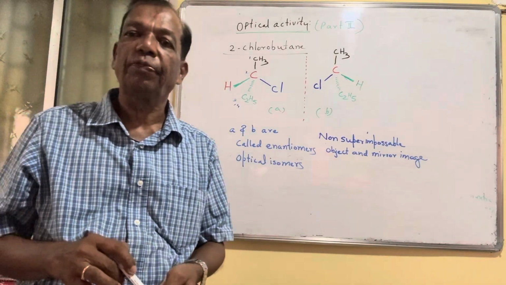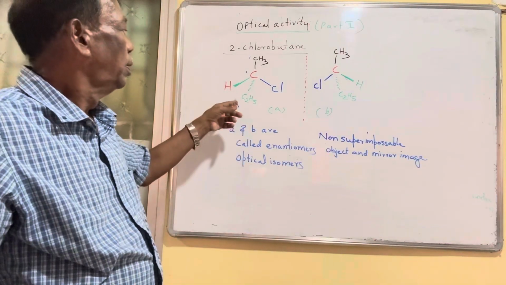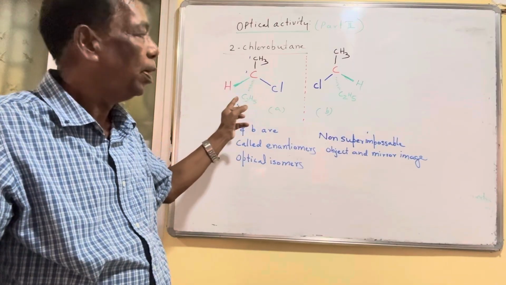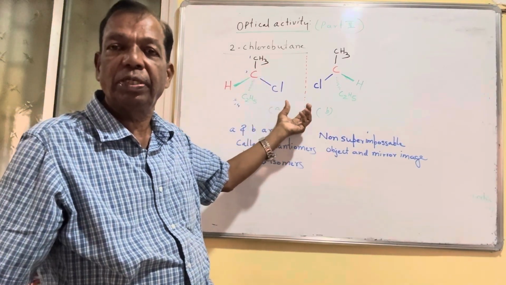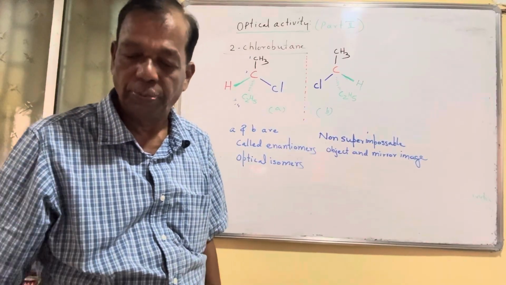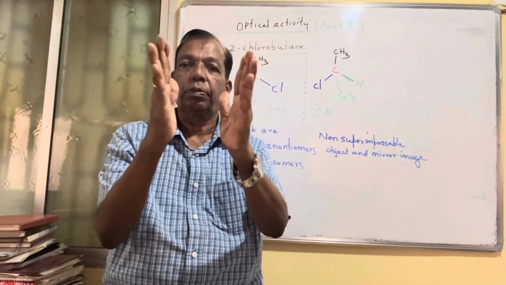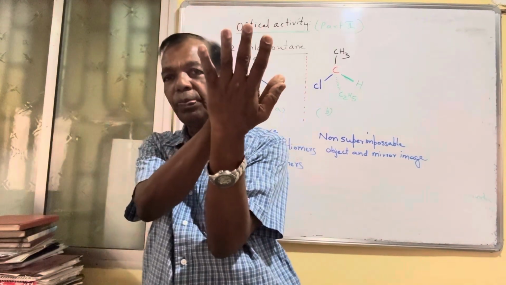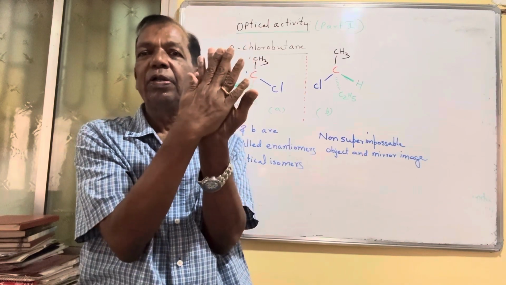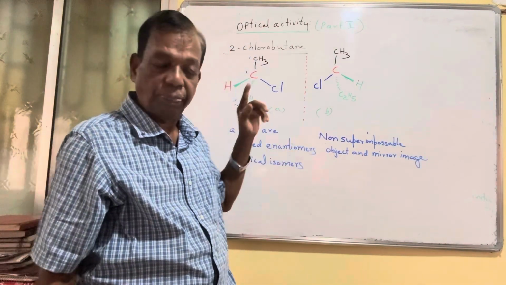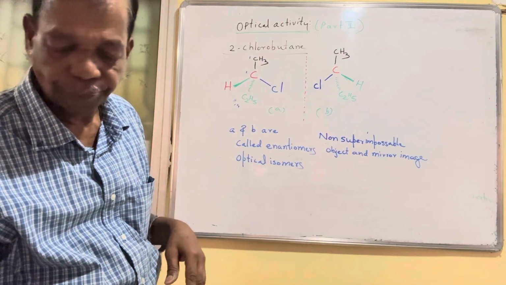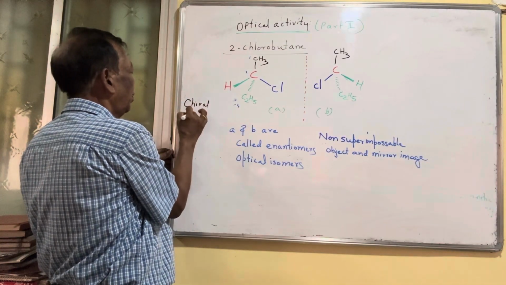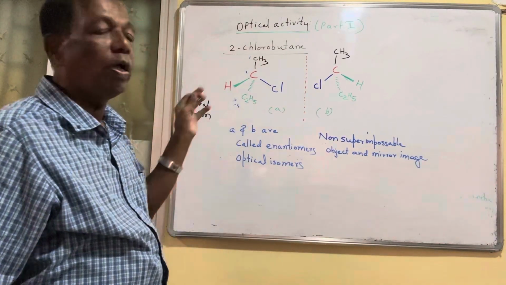So optical isomers are therefore enantiomers. The compounds containing asymmetric carbon, and their mirror images, are non-superimposable. Now again I explain. Suppose I just put it like this. This is said to be superimposable. If I keep it like this, non-superimposable. Now this carbon is also called chiral. This is known as chirality. So chiral carbon. And non-chiral will be what?